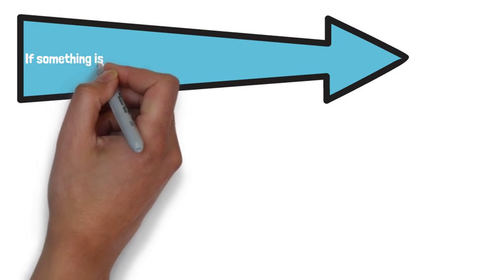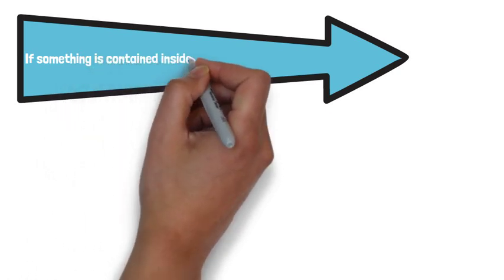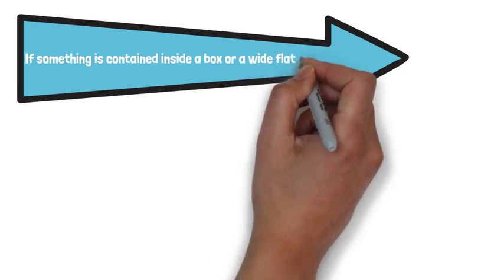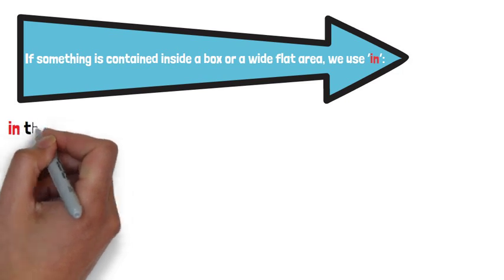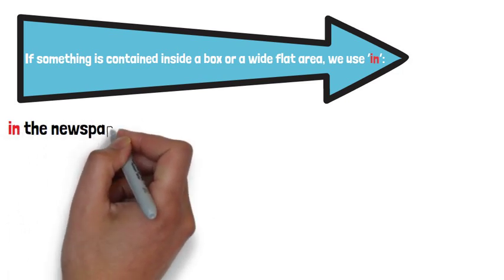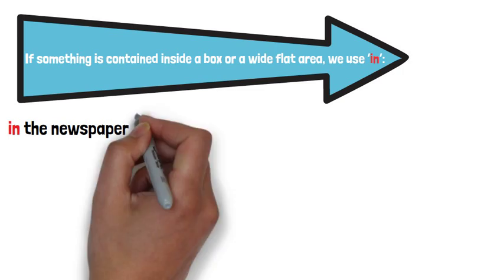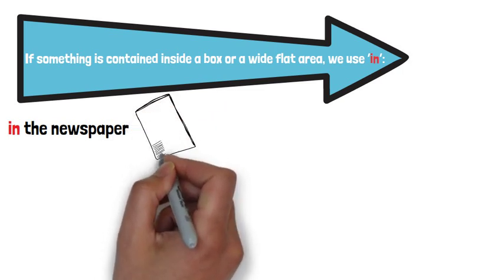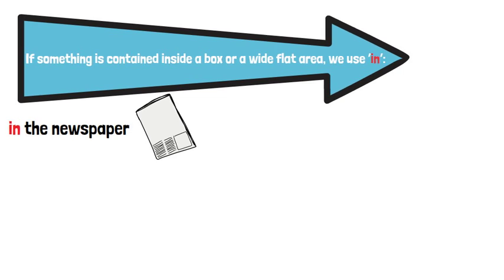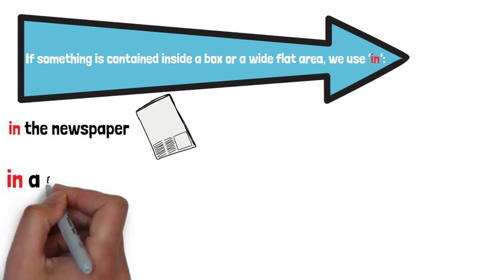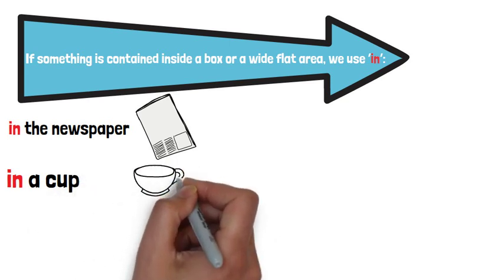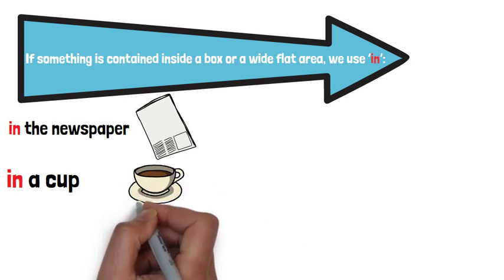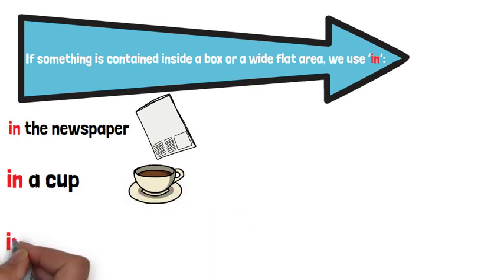So the first one is, if something is contained inside a box or a wide flat area, we use in. نستعملها عندما نتكلم عن شيء داخل شيء ما أو شيء في مساحة كبيرة جدا. مثلا عندنا in the newspaper. The newspaper داخل الجريدة، يعني معلومة داخل الجريدة أو picture صورة داخل الجريدة إلى آخره. We have in a cup داخل الفنجان.